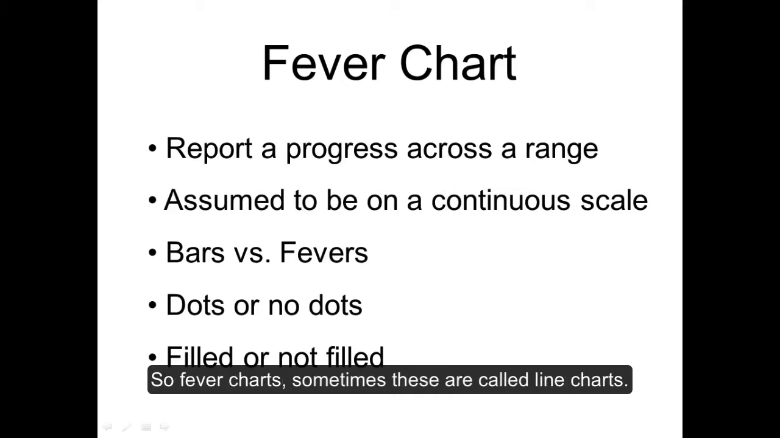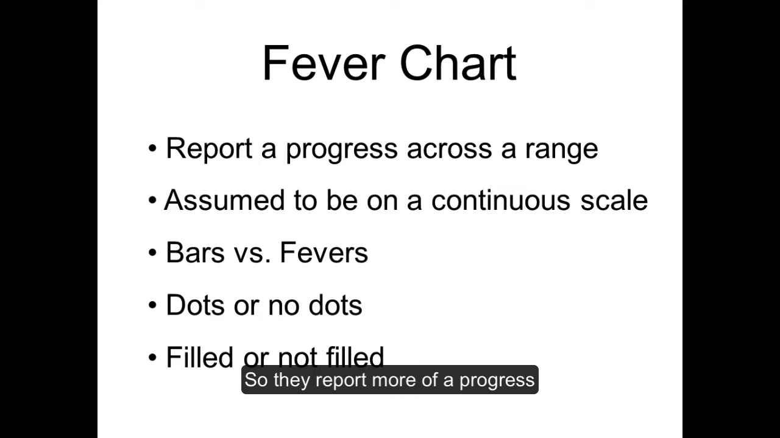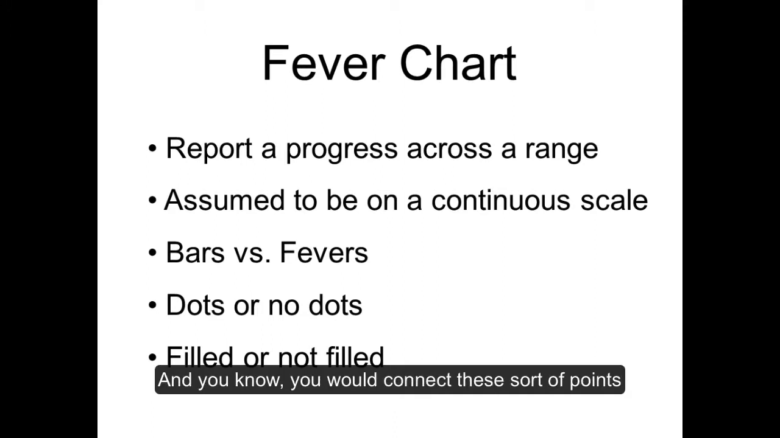So fever charts, sometimes these are called line charts. They report more of a progress across a continuous range such as time. And so it's assumed that they're on a continuous scale. And you would connect these points with a line, and that's where we get line or the fever. So if we're looking at temperature readings, a lot of times they're presented in a line or a fever chart.